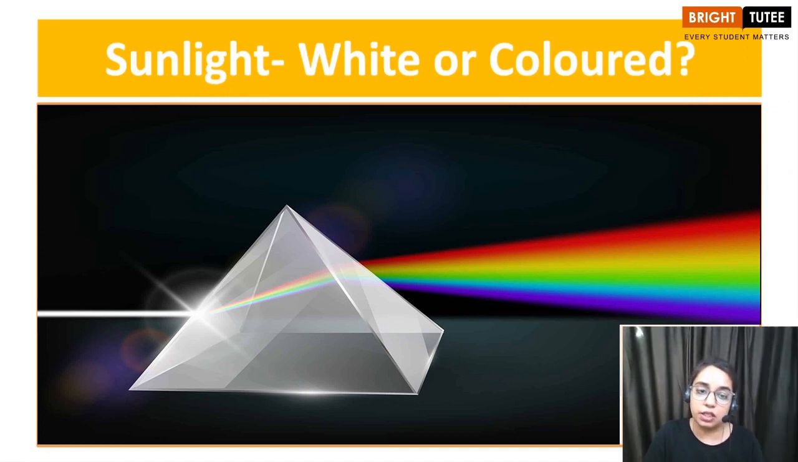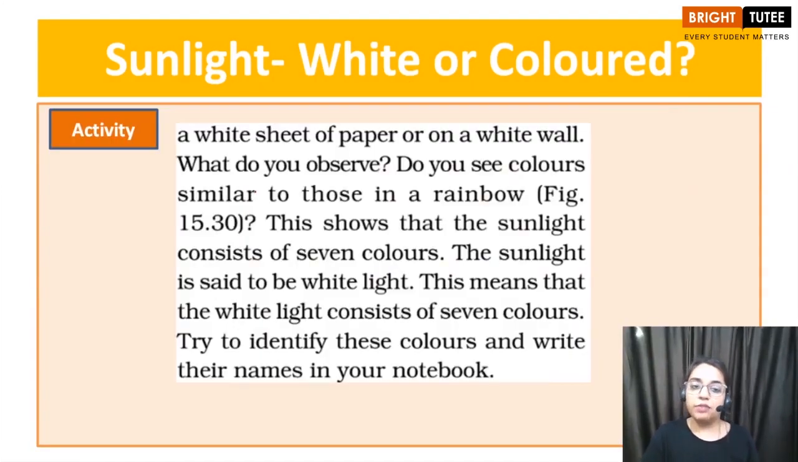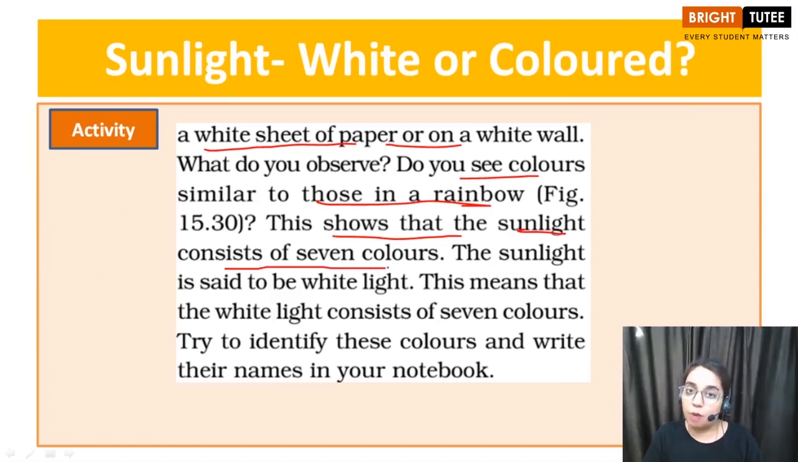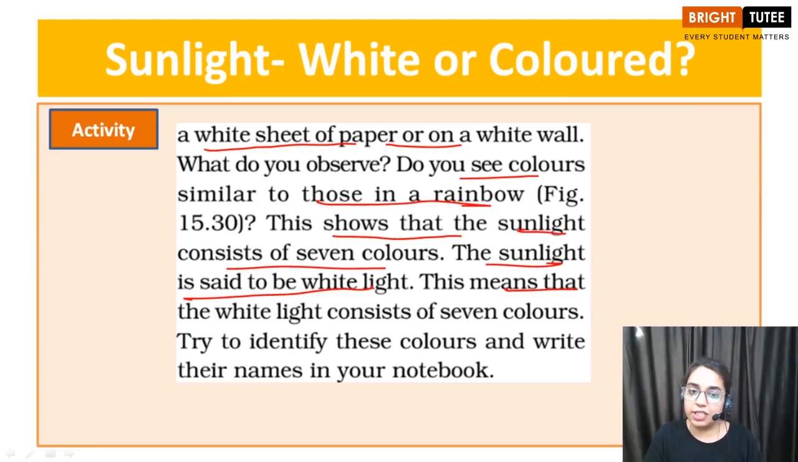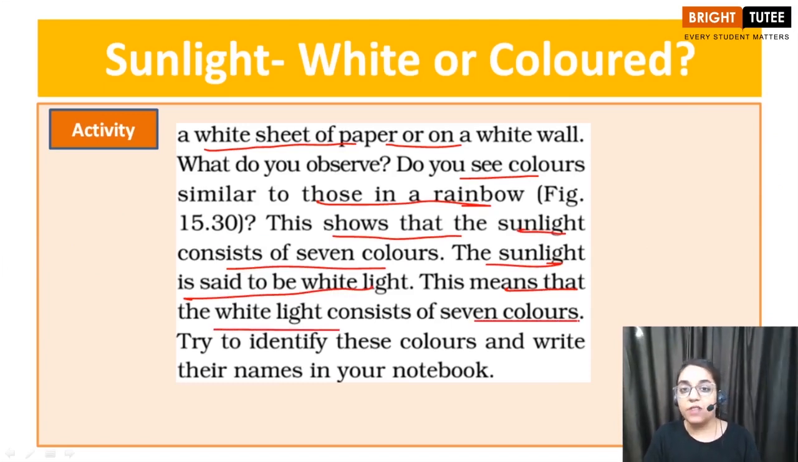So now first of all we are going to discuss this splitting with the help of a diagram. Okay, what we have done, we have obtained the 7 components on the white sheet of paper, and you will be able to see the colors of the rainbow. This shows that sunlight consists of 7 component colors. The sunlight is said to be white light. This means that the white light consists of 7 colors.